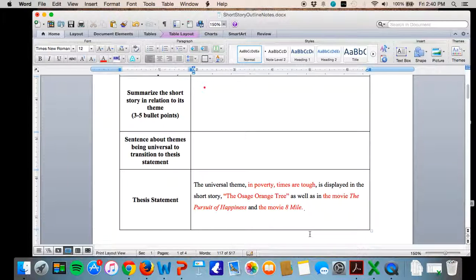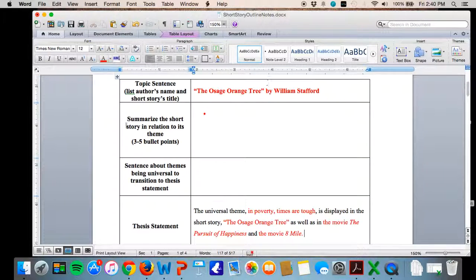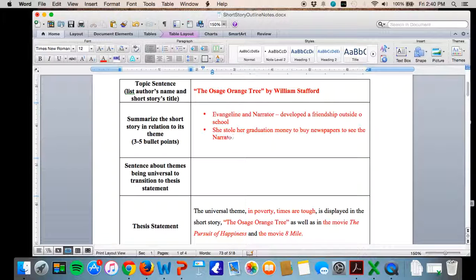Okay, so now that I have my theme, I can start summarizing "The Osage Orange Tree" in relation to this theme. I want to talk about the fact that we had our main characters, Evangeline and the narrator. They developed a friendship outside of school. We know that she stole her graduation money to buy newspapers to see the narrator. And because my theme has to deal with poverty and times being tough, I'm going to mention the fact that Evangeline was really living in a situation that showed poverty.